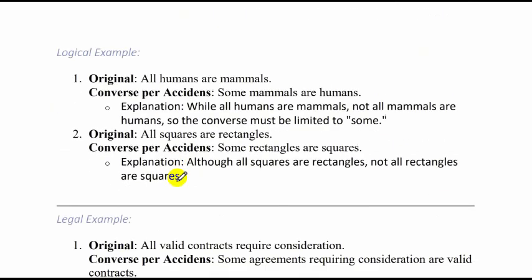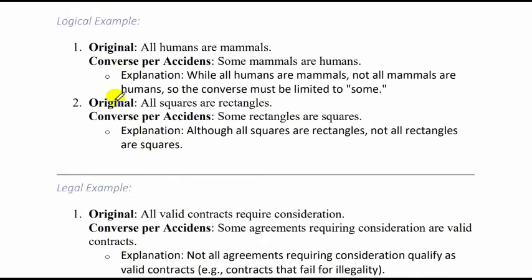Examples. Let us look at the logical example first. All humans are mammals. All becomes some are. Human goes into the predicate part. Mammal comes into the subject part. So some mammals are humans. When we interchange it in this way from A, that is when we converse from A to I, the meaning still remains the same. The meaning has not changed.